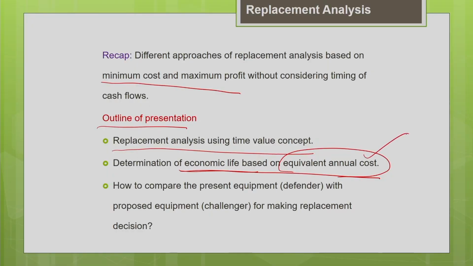In this we are going to work out two different types of problems. One, we will determine the economic life of the machine, which will help us determine the optimum replacement time of the machine, using the equivalent annual cost method. Then we will compare the present equipment, that is the defender, with the proposed equipment, that is the challenger, and see the optimum replacement time and whether it is suitable to continue with the defender or preferable to replace the defender with the challenger. We will work out an illustration on comparison between defender and challenger using the time value concept. These are the two types of problems we will work out in this lecture.